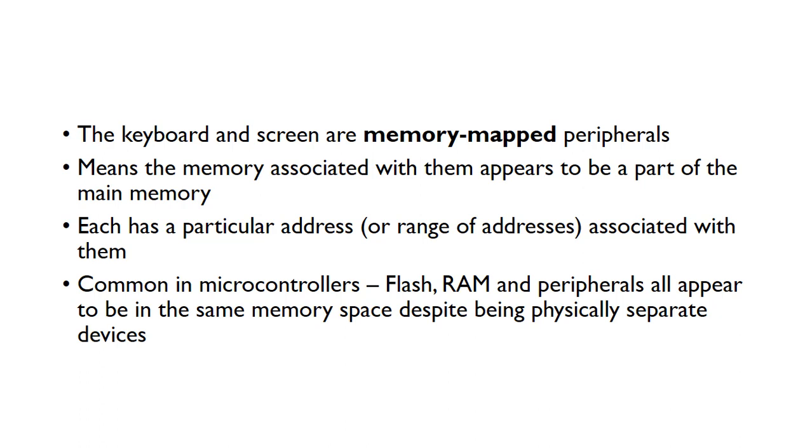So the addresses for the keyboard and the screen are combined with the addresses in RAM, just so it appears as one big block of memory. Now this is very common in microcontrollers. So we've got flash, we've got RAM, and we've also got various peripherals, and each of these all contain memory. But to the actual programmer, even though they're physically separate devices with physically separate memory, they're all combined into this one unified memory map. So as a programmer, you don't need to worry about them being different devices. You just need to know the specific address for the device that you want to interface with.